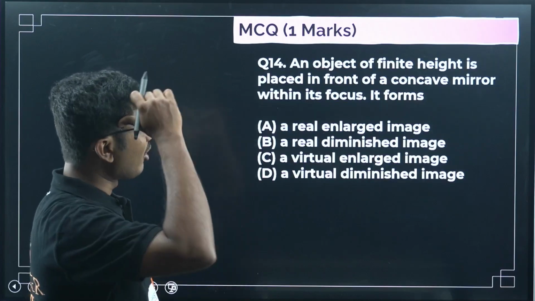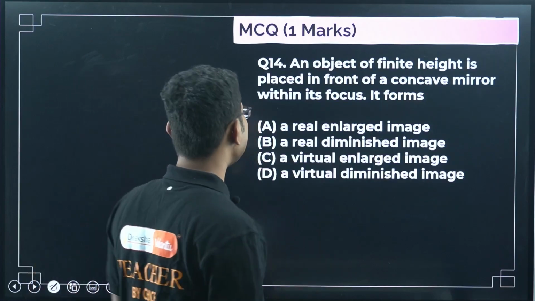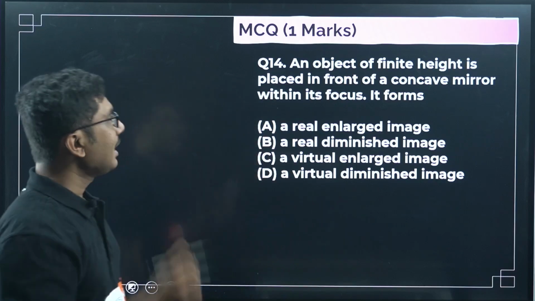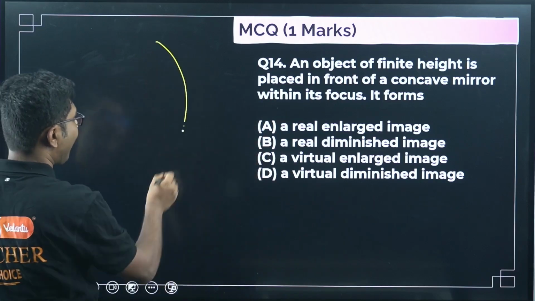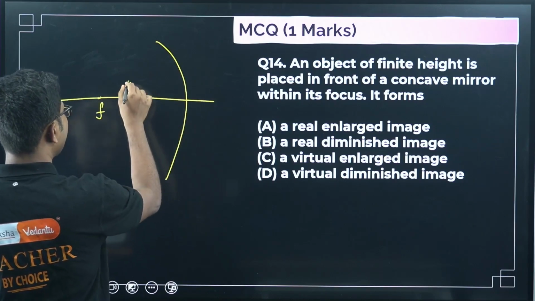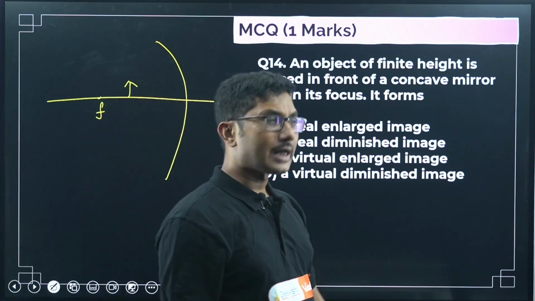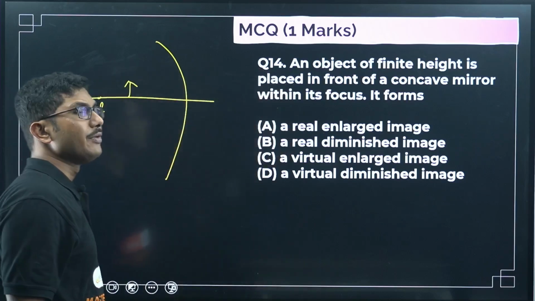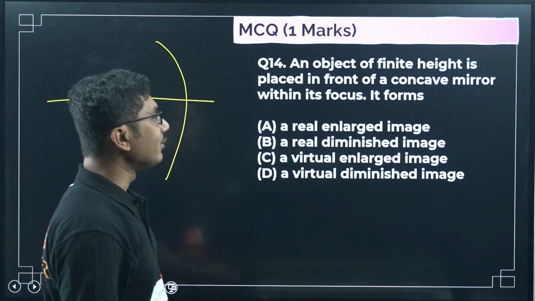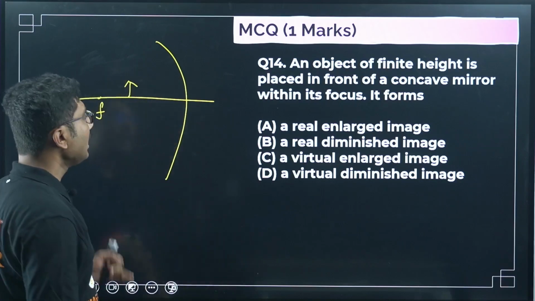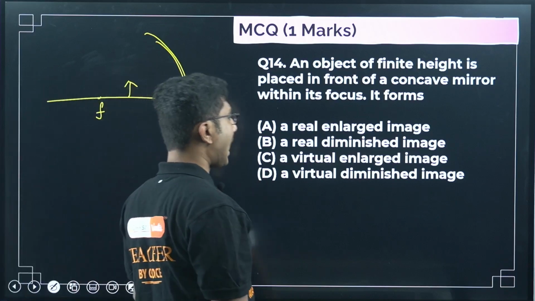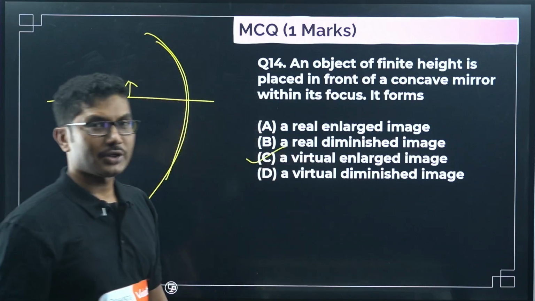Now, an object of finite height is placed in front of a concave mirror within the focus. So a concave mirror is there, and an object is placed within the focus. This is the focal length. If you place an object within the focus for a concave mirror, as we discussed, it will form a virtual image, and it will be enlarged. That is the property of a concave mirror. When the distance is less than the focal length, it will form a virtual and enlarged image. So the correct answer is option C.